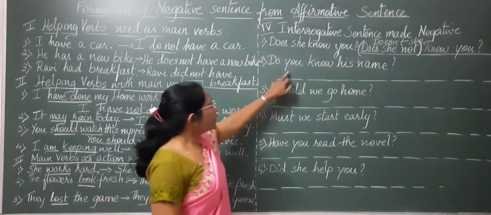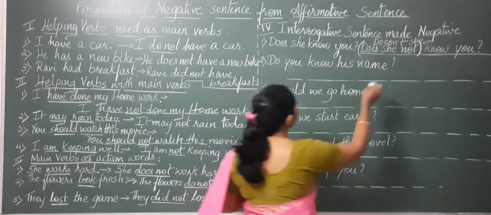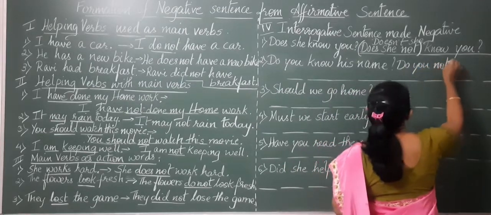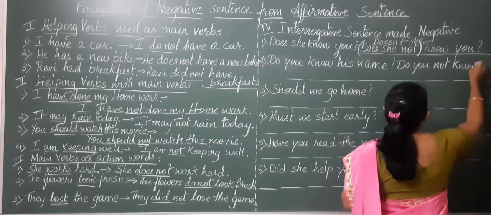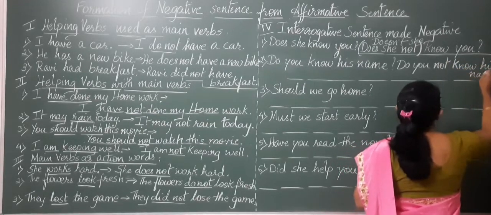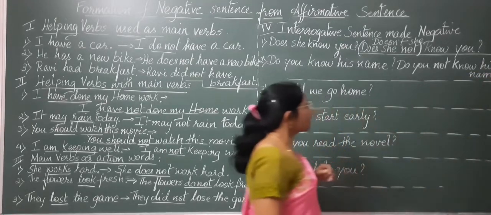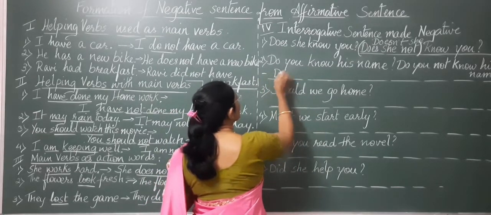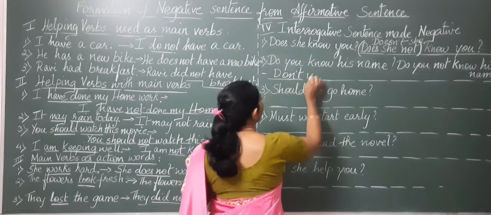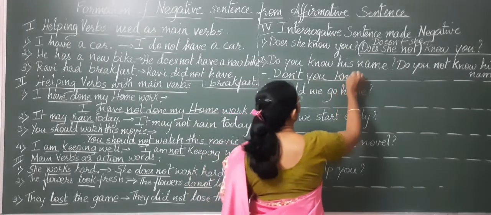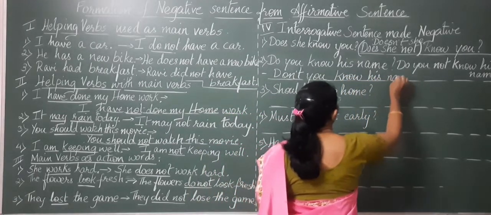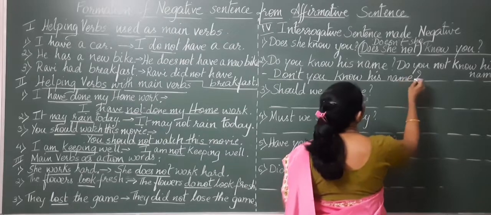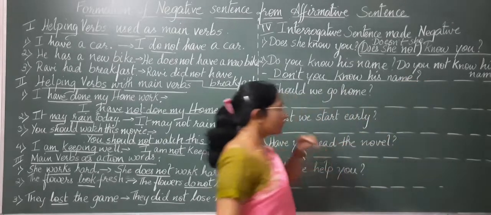Next, do you know his name? It can be do you not know his name. The other way it can be written or made short as don't you know his name. Don't you know his name?